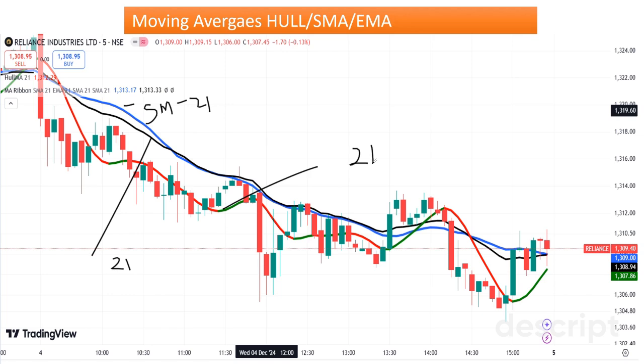Why? Because the formula it uses is the weighted moving average. Weighted moving average by default gives more weightage to the nearby price. On top of that, it will take a square root of this also. And it is a very, very smooth indicator. So let's have a bite of this formula.